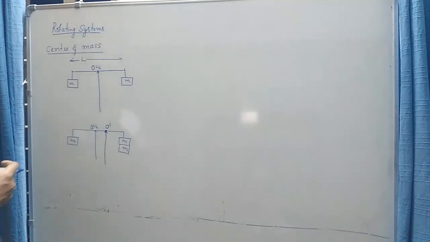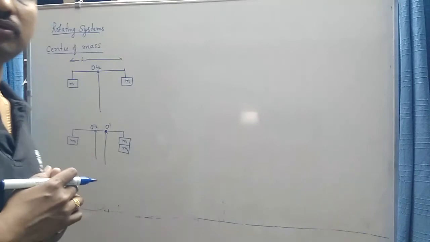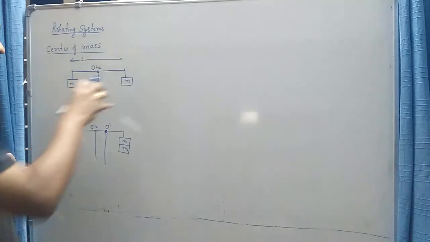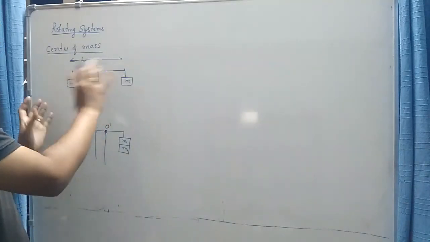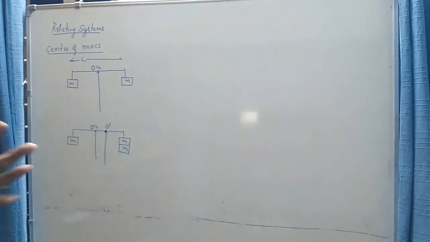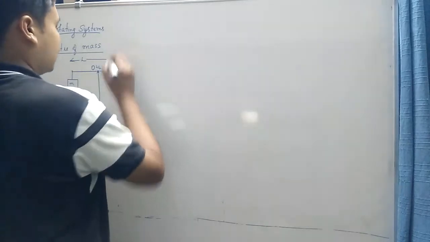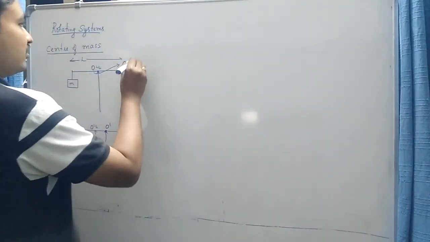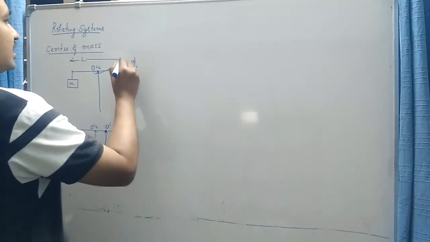Any system containing more than one particle contains an imaginary point. Not necessarily does that imaginary point exist on one of the particles, it may exist somewhere in between. That point acts as a balancing point, and that point is called the center of mass. So here O represents the center of mass, abbreviated as Cm.